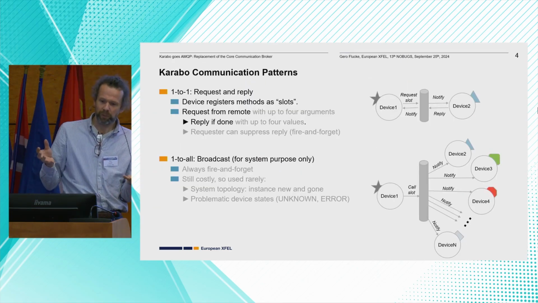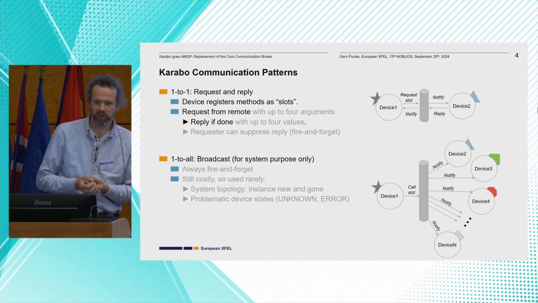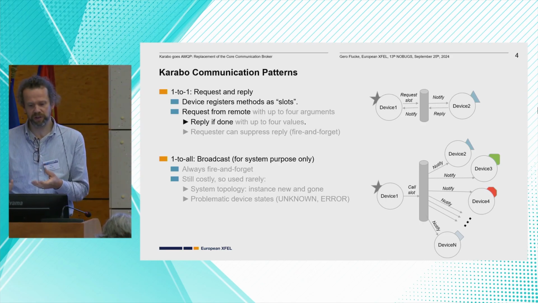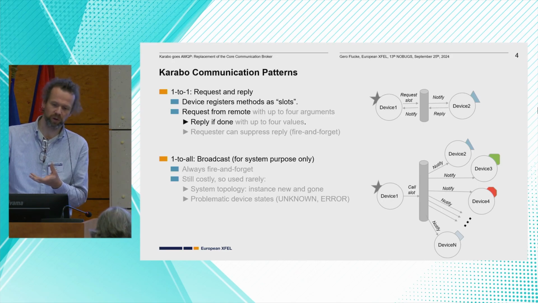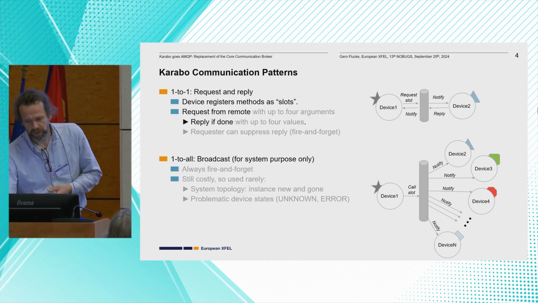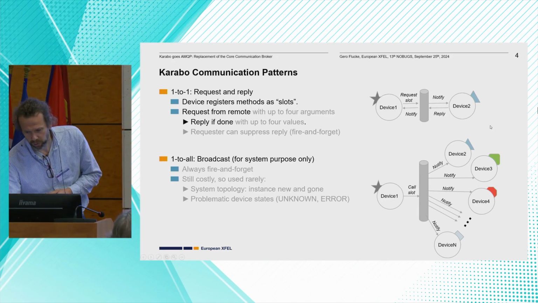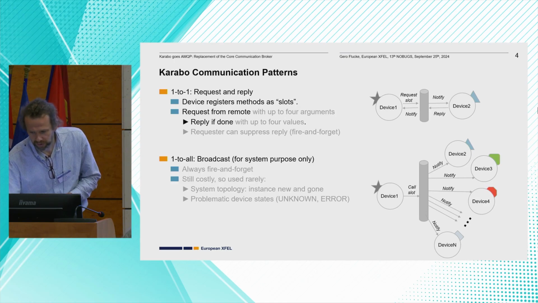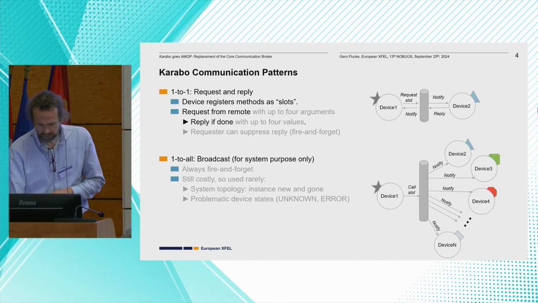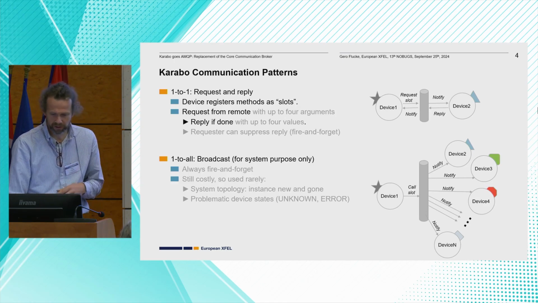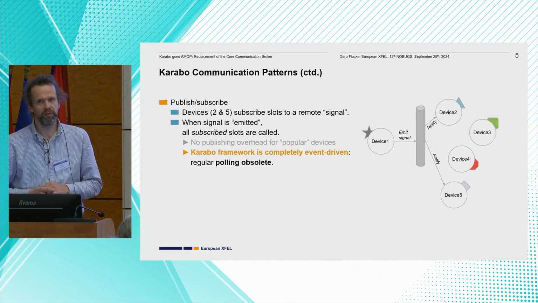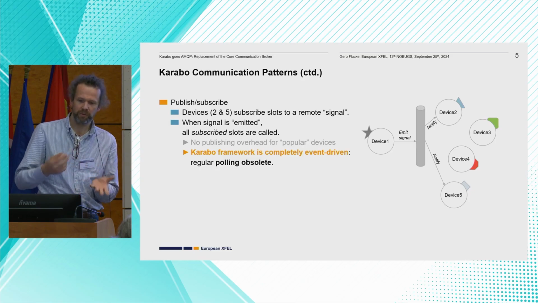So for broker-based communication, we have some patterns. One is a one-to-one pattern, so request-reply. Devices register methods as slots, which are things callable from the outside. There's a request from somewhere remote going to the broker, which sends a message to the device in question, which then replies nicely. There is also a one-to-all broadcast, which is for system purposes only, so I will not go into details there. And very important, of course, is the publish-subscribe pattern.